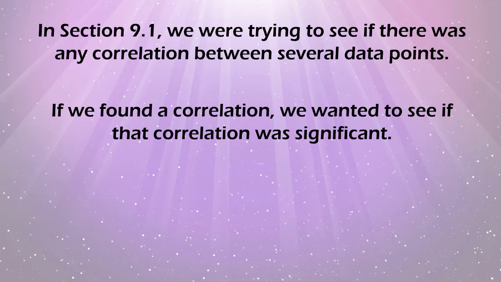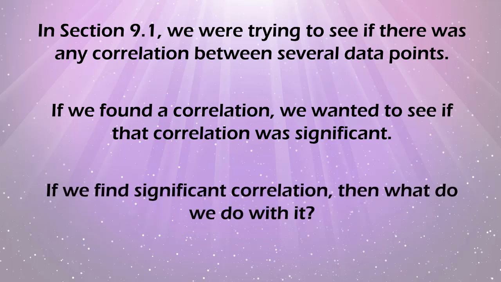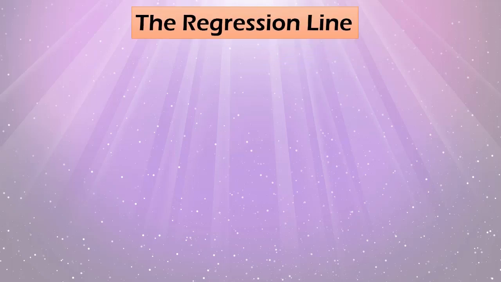If we found a correlation, we wanted to see if that correlation was a significant correlation. Did it actually mean something? So now we want to know, if we find a significant correlation, what do we do with it? What are our next steps after we've determined that a correlation is significant? That brings us to the regression line.